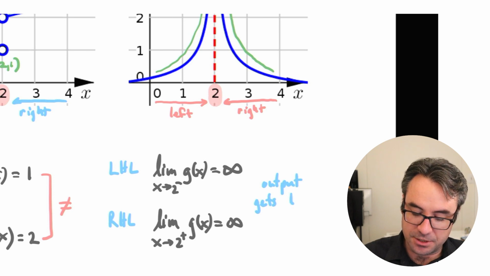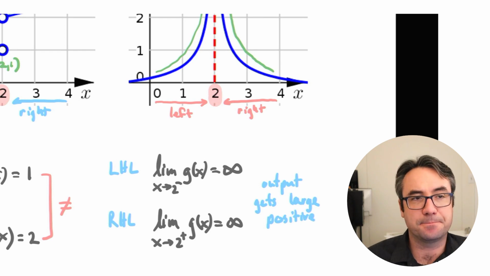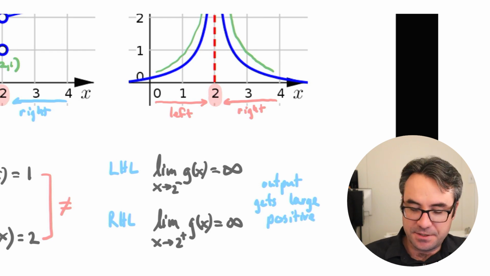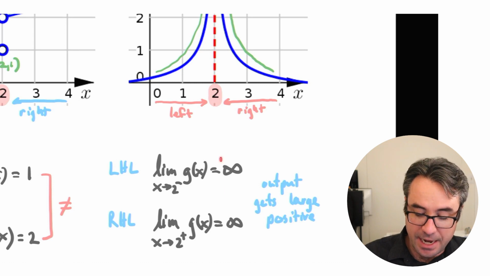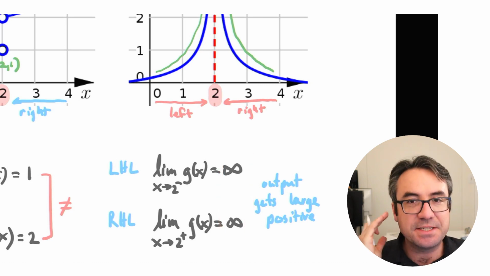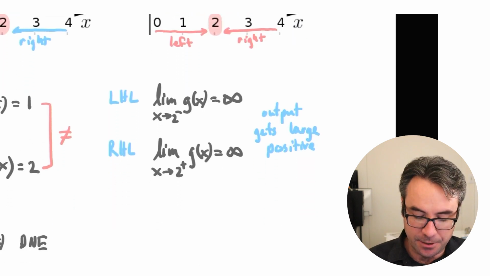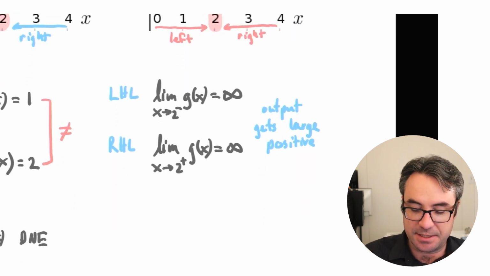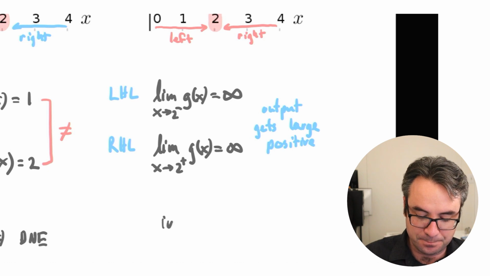So our output gets large positive. That's what's happening. And so because these two values are the same, well, infinity is not a number. So technically here, the limit doesn't exist. Overall, doesn't exist.